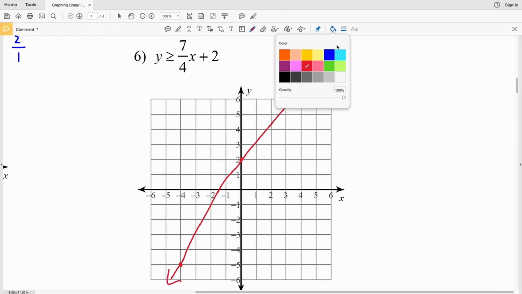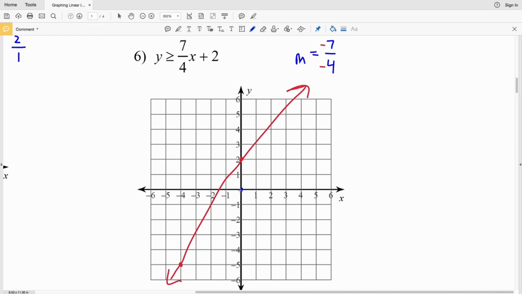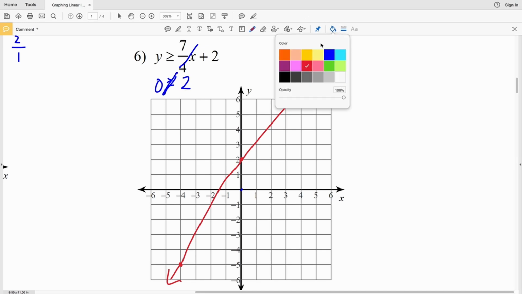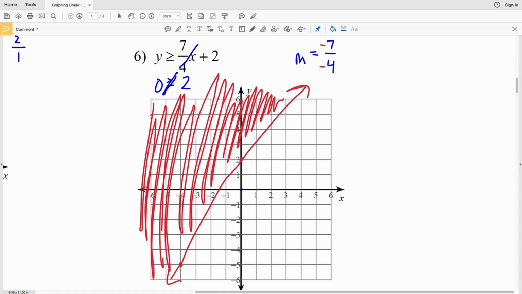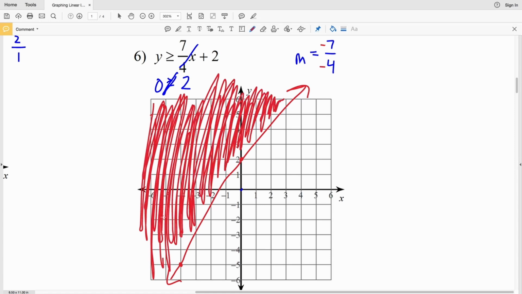Now we're going to pick a test point. Let's use 0, 0 and see if that is true for this inequality. Plugging 0 in for y, and plugging 0 in for x, that'll just become 0. And we have that 0 is greater than or equal to 2, which we know is not true. Therefore, we're not going to shade in including the 0, 0. We're going to shade in the other side, since our test point is not included in the shaded region. And that's the answer for number 6.